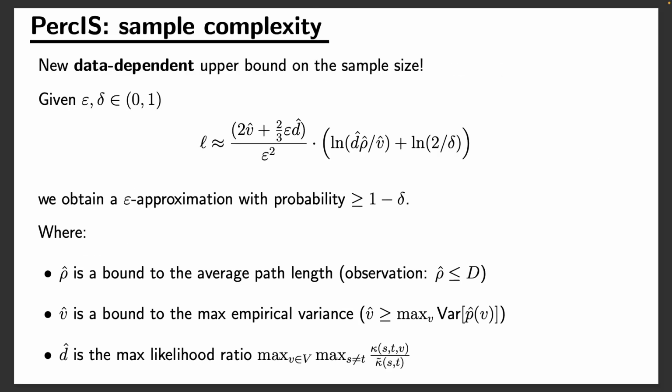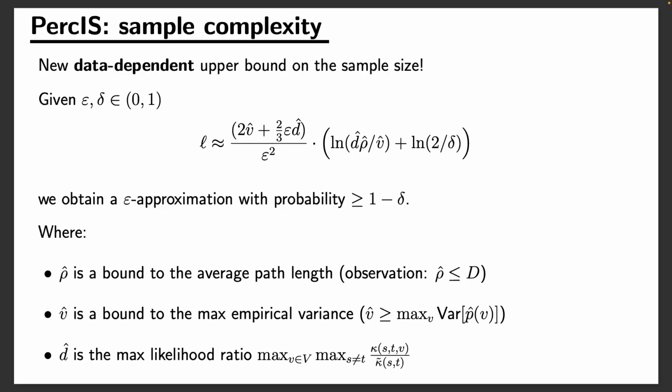Since we are talking about sampling, we need to understand how many samples we need to draw from the distribution in order to achieve the desired epsilon approximation. In our paper, we provide a new data-dependent upper bound of the sample size. Our sample size depends on three key parameters: v hat, that is a bound to the maximum empirical variance, d hat, that is the maximum likelihood ratio of the importance distribution that we consider, and rho hat, that is a bound to the average path length.